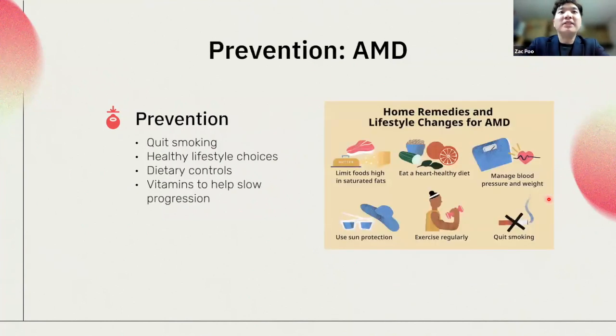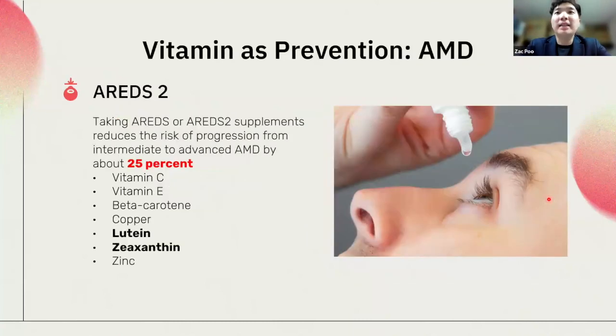Now, what is the prevention of AMD then? First up is definitely to stop smoking. Healthier choices like diet control and also exercise may help, and vitamins to slow down the progression. For vitamins as a prevention, there's a very extensive study that was done in America. This study is known as the AREDS-2, the long-term Age-Related Eye Disease Study.